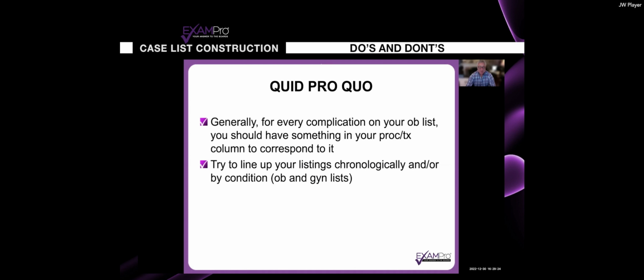Now, on the old quid pro quo. For every complication you have on your OB list, you should have something in your procedure treatment column to correspond to it. I'm going to say that's true in probably about 95% of the cases. Also, you want to try to make it very reader friendly. So try to line up your listings chronologically and/or by condition. This would be both on the OB and the GYN lists.